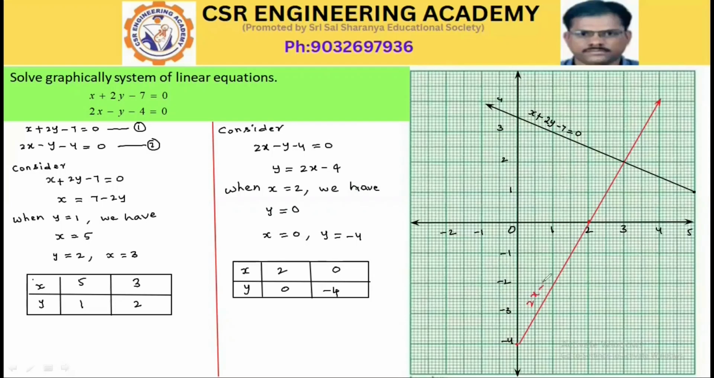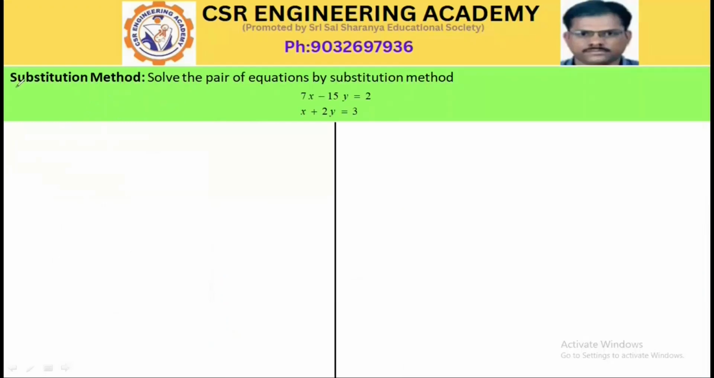2x minus y minus 4 is equal to 0. These two lines intersect at one point, that is x is equal to 3 and y is equal to 2. (3, 2) is the solution of the given system of linear equations.